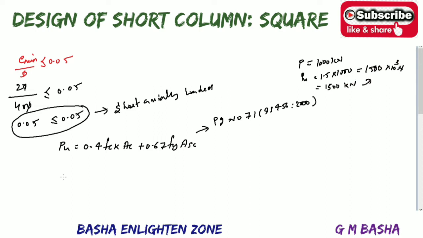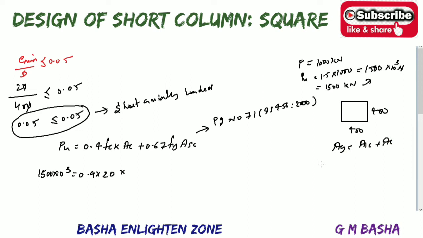Then in the next step, you already get this value, that is 1500 into 10 to the power of 3 newtons, and again 0.4 fck is 20 into area of the concrete. We already know that the size of the square column will be around 400 by 400 mm, which was given in the question, that is the gross area. In this gross area you will have Ac plus Asc, area of the steel and concrete. So there will be steel and concrete.